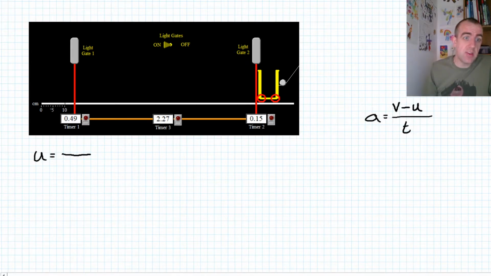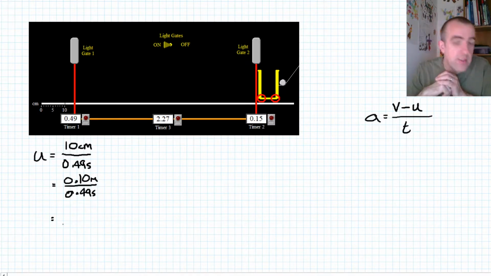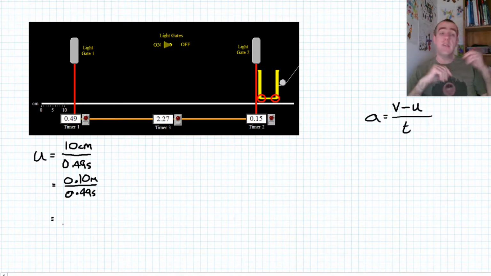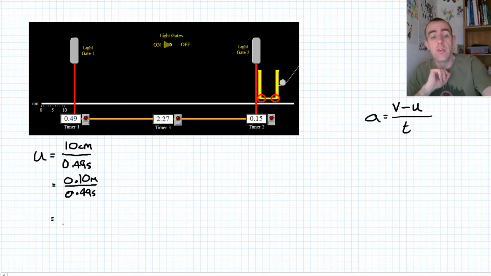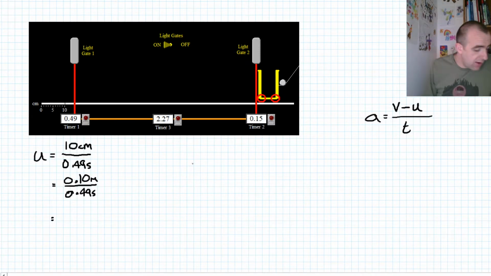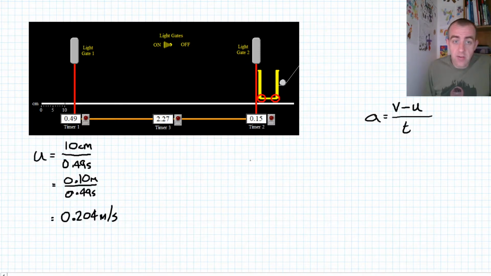The displacement, as you can see from the ruler at the beginning, was 10 centimetres, because the car itself was 10 centimetres long, and the time it took was 0.49 seconds. Now GCSE students at this stage may find it easier to convert centimetres into metres, so 0.10 metres divided by 0.49 seconds. That gives us an initial velocity of 0.204 metres per second. Now the final velocity over here can be found using the same method.